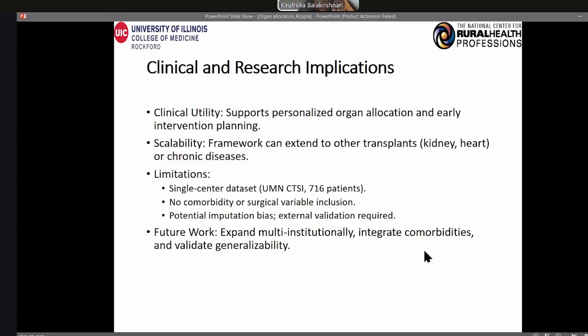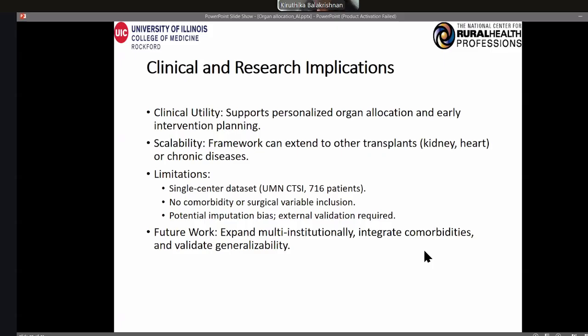Let's summarize the clinical and research implications of our second work. From the clinical standpoint, the main takeaway is that our model supports personalized organ allocation and early intervention planning instead of relying on a static time point. That means clinicians could make more informed decisions, for example identifying patients who might need closer monitoring and who could benefit most from timely transplantation.